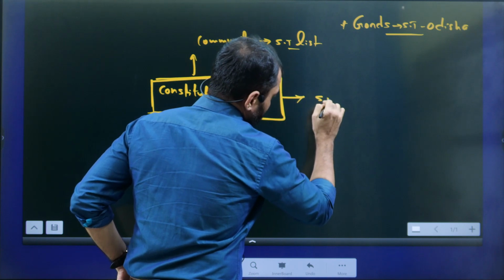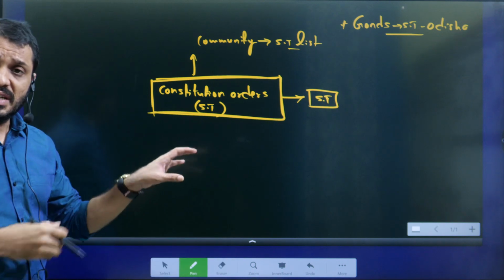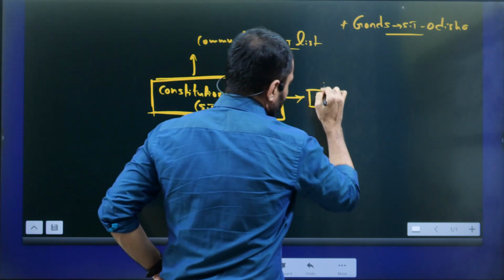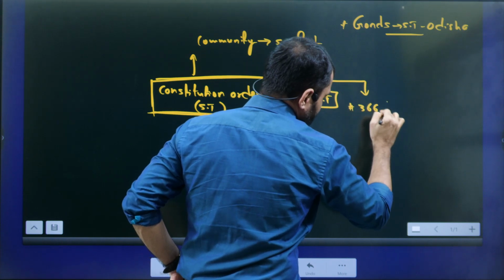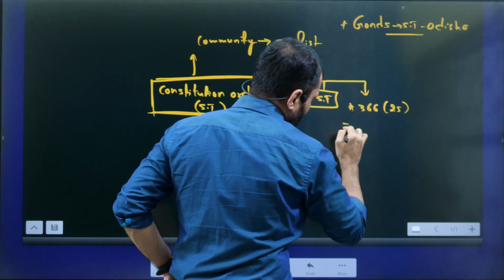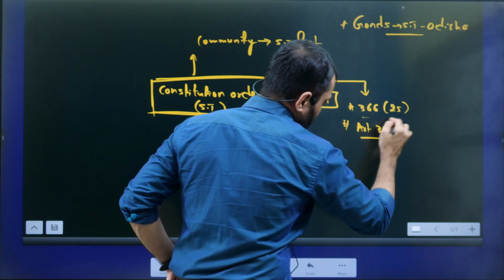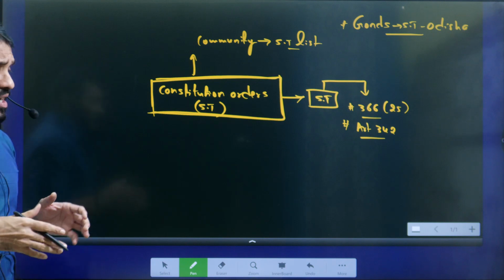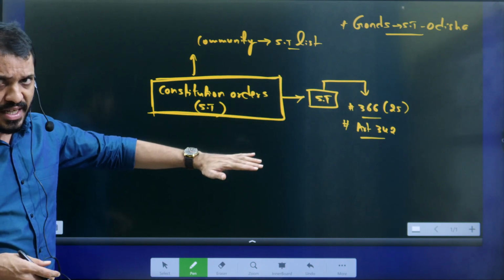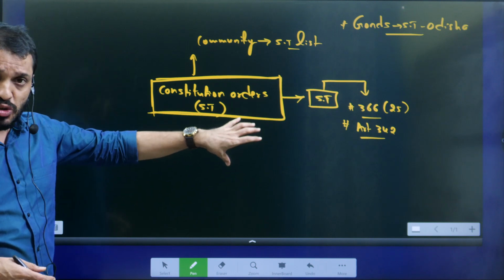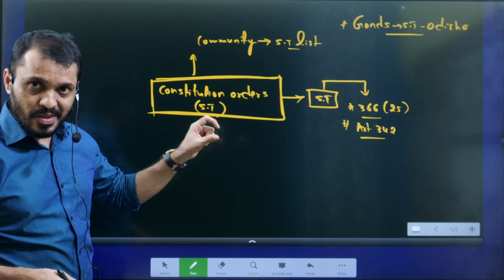So what is the definition of ST? Actually, the definition of ST is provided by 3 articles. Article 366, Clause 25, as well as Article 342. They provide ST as the backward communities. We will go through the technicalities regarding the definition. These two articles are providing the definition of ST. Fine.